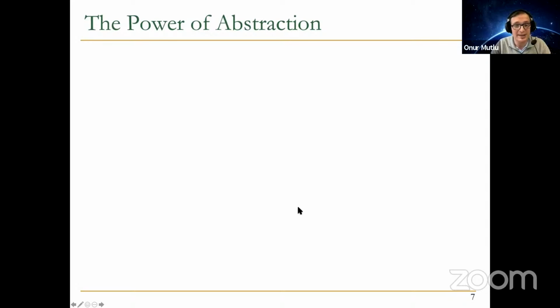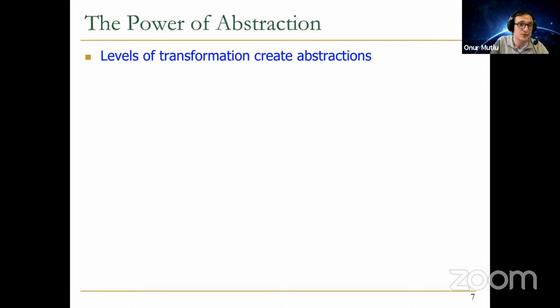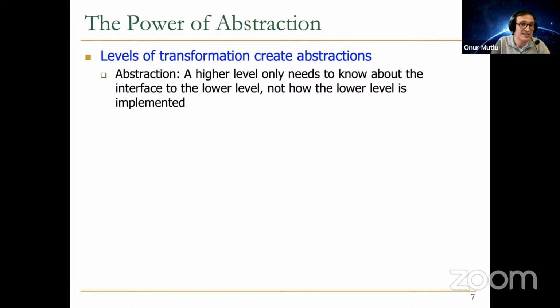Let me talk about why these levels of transformation exist. A short phrase for why they exist is really the power of abstraction. Basically, these transformation levels create abstraction layers. And what is an abstraction? Basically, a higher level only needs to know about the interface to the lower level, and it doesn't need to know what's going on underneath, what is implemented.